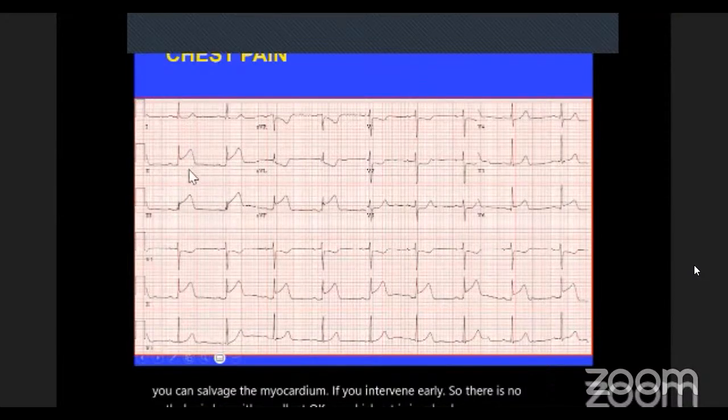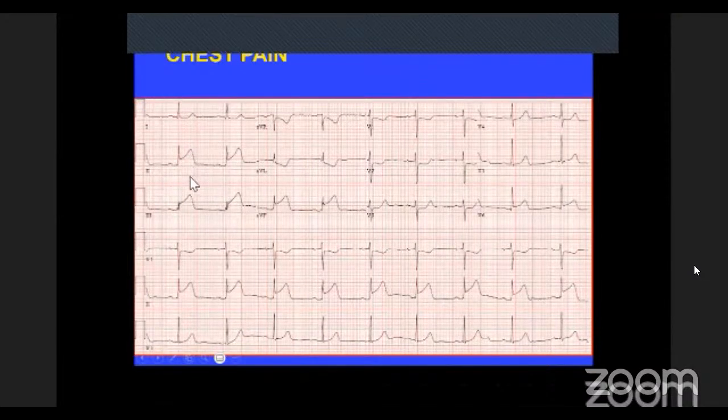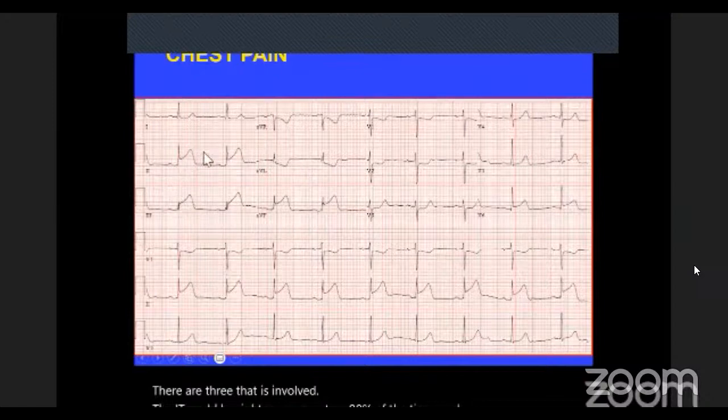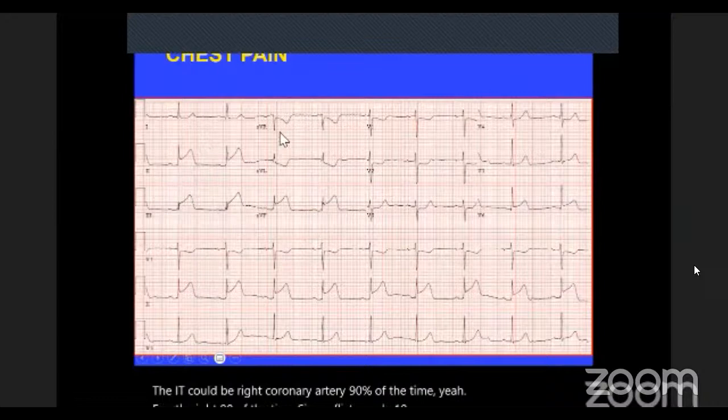Dr. Serene, the artery that is involved? It could be the right coronary artery. 90% of the time, the right coronary artery is the one because it was inferior, right? Exactly. Circumflex is rarely involved, about 10%. So this is the right coronary artery most of the time.